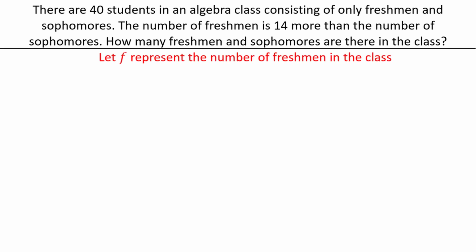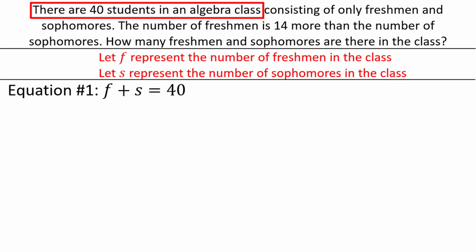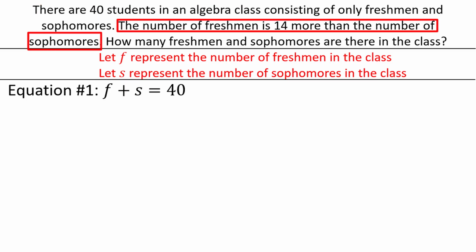Let's let F represent the number of freshmen in the class, and let's let S represent the number of sophomores in the class. We are told that there are 40 students in the class. Therefore, F plus S must be equal to 40. We're also told that the number of freshmen is 14 more than the number of sophomores.